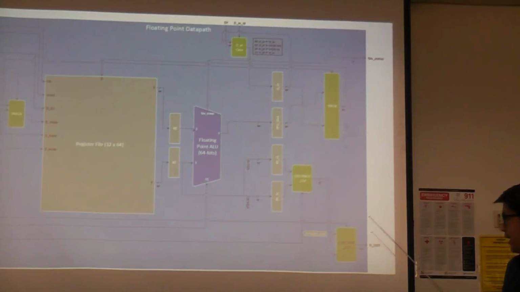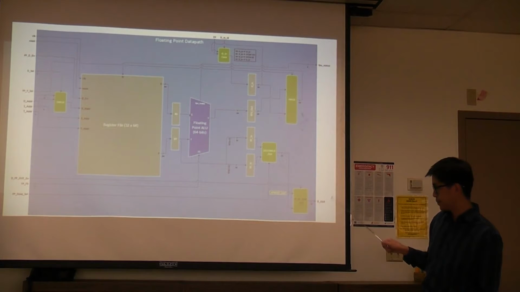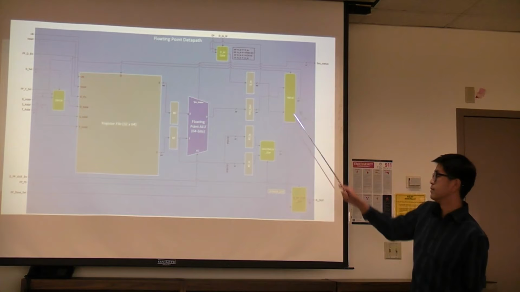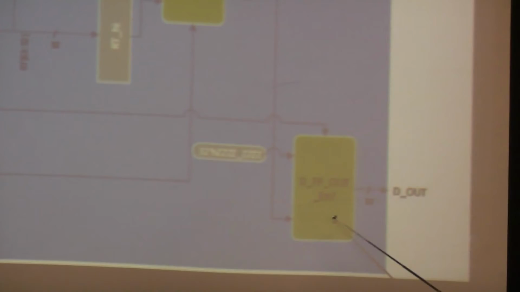And this little part right here is a quirk we had to put in because we were sharing this. The D out wire in the actual CPU is shared between this and the integer data path. So we implemented this in the other data path too, so that only one of them could be output at the same time, and it would solve some issues.